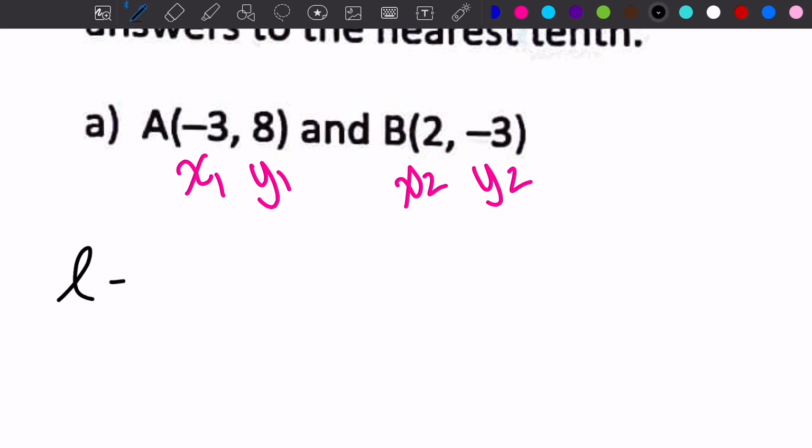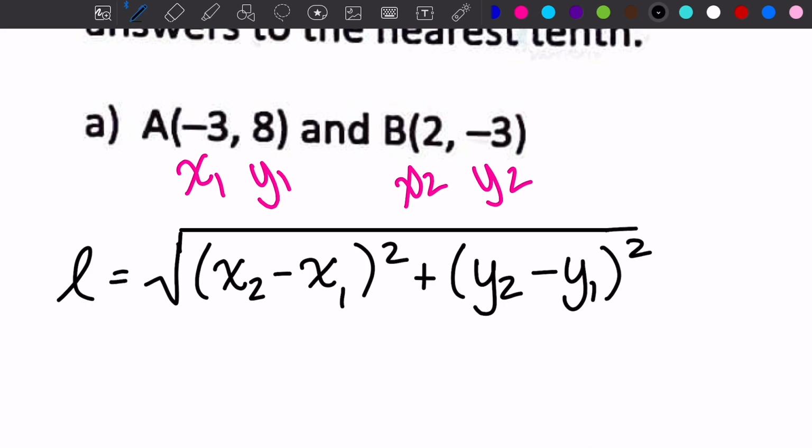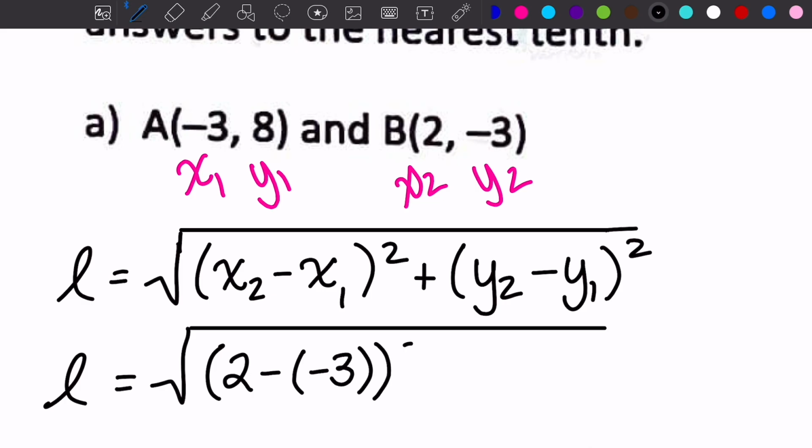Right? And I'll remind you that L, or the length of our line segment, is going to be the square root of x2 minus x1 squared plus y2 minus y1 also squared. And you're just gonna plug in. That's it. So, okay, if I look at my x values, I always like to follow it with my finger so I don't make mistakes and accidentally put a y in for x, which is what I did in period 1. So I'm like, okay, 2 for my x2, negative 3 for my x1. So this is gonna be 2 minus negative 3 squared. And then same thing for my y's. I'm like, okay, negative 3 minus 8.